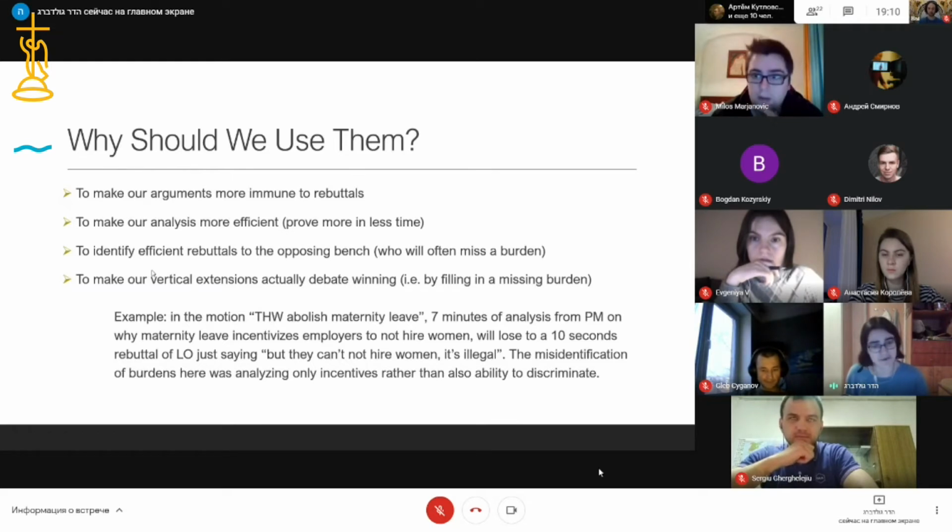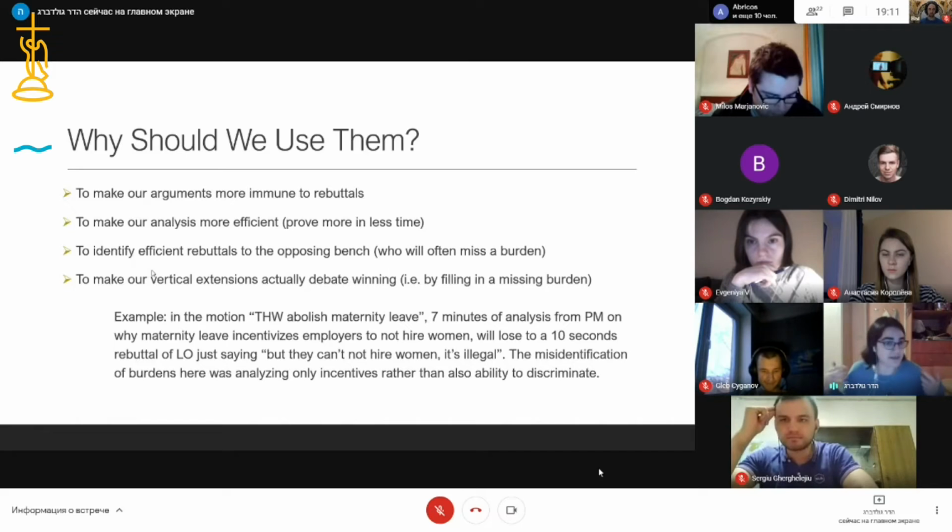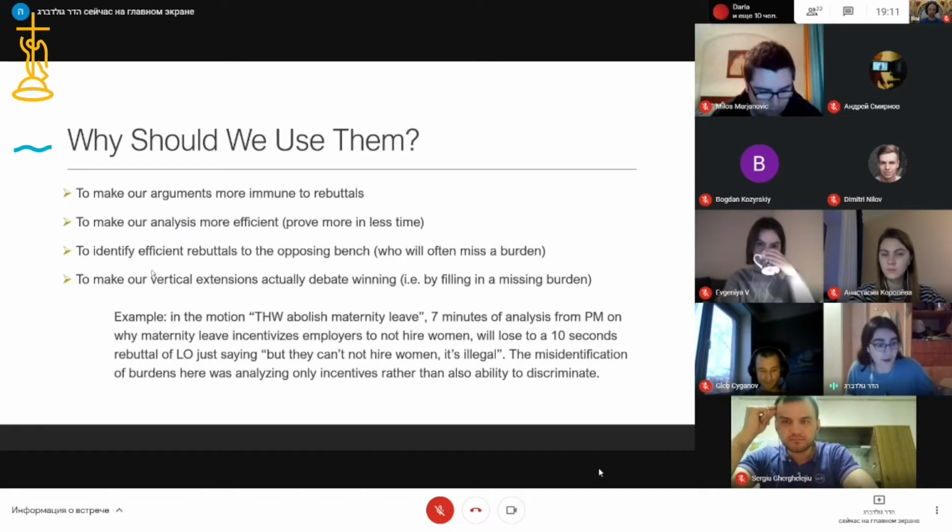And the problem most speakers have with vertical extensions is they aren't able to weigh why their extension is more important than what top half already did. It's easy if top half only gave an assertion, but it will rarely be the case that they gave a complete assertion. So just saying we had better analysis doesn't tell judges why. What makes your analysis better?